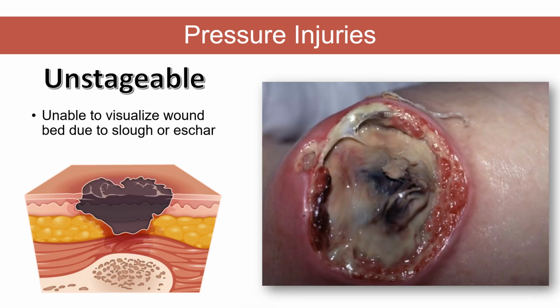Then we have unstageable. This is when we have necrotic material, eschar, blackened, or this yellowy slough on top, and we cannot see the wound bed. So if we cannot see the wound bed, we cannot tell what stage the pressure injury is at. So this is obviously not a stage 1. It's probably not a stage 2. It's probably at least a stage 3, probably a stage 4. But we cannot say that because we cannot see the wound bed. So first, we have to clean all that out. That needs to be debrided and cleaned and not contaminated in order for us to call it something.